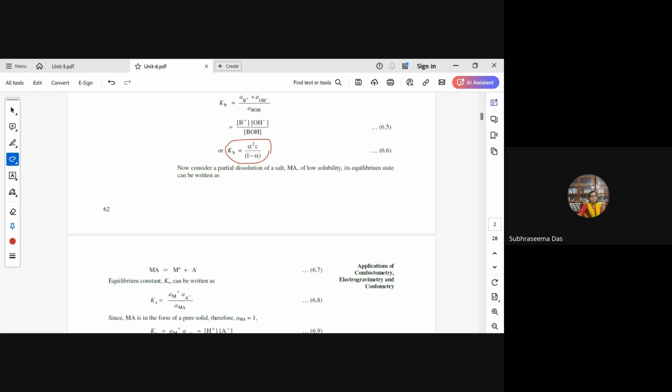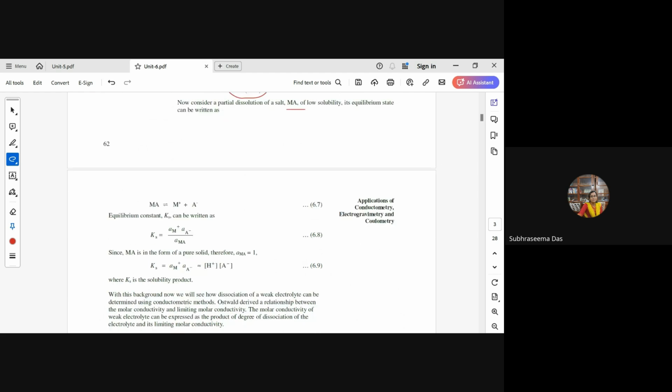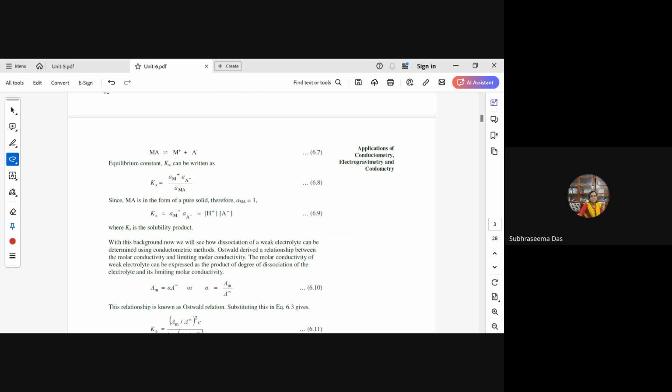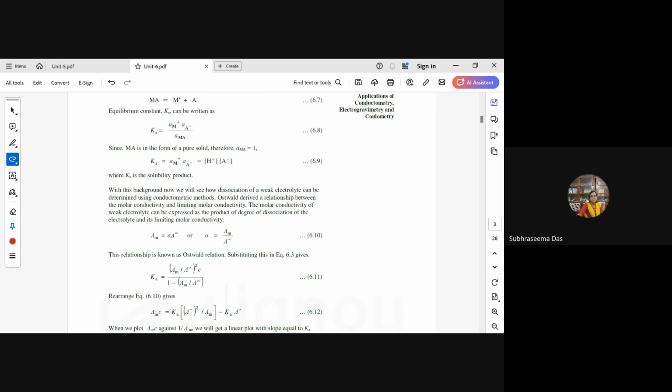Now let us consider the dissociation of a partially soluble salt, that is MA, where MA dissociates to form M plus and A minus, and similarly the Ks, that is the solubility product for this salt, can be written as M plus into A minus. So with this background, we will see how the dissociation of a weak electrolyte can be determined by using conductometric methods.